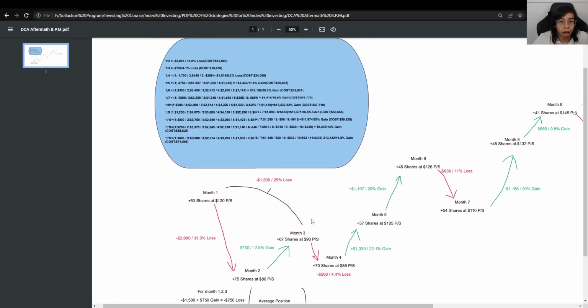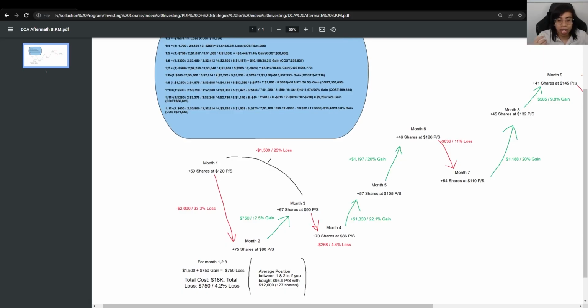Why? Because we bought again on month 3. We bought 67 shares at $90, so that increases the worth of our position. We have about $18,000 compared to 12,000, and now $750 making up 18,000 would be 4.1%. So it's a 4.1% loss. You see how it gets harder to lose because you're entering more and more each time.